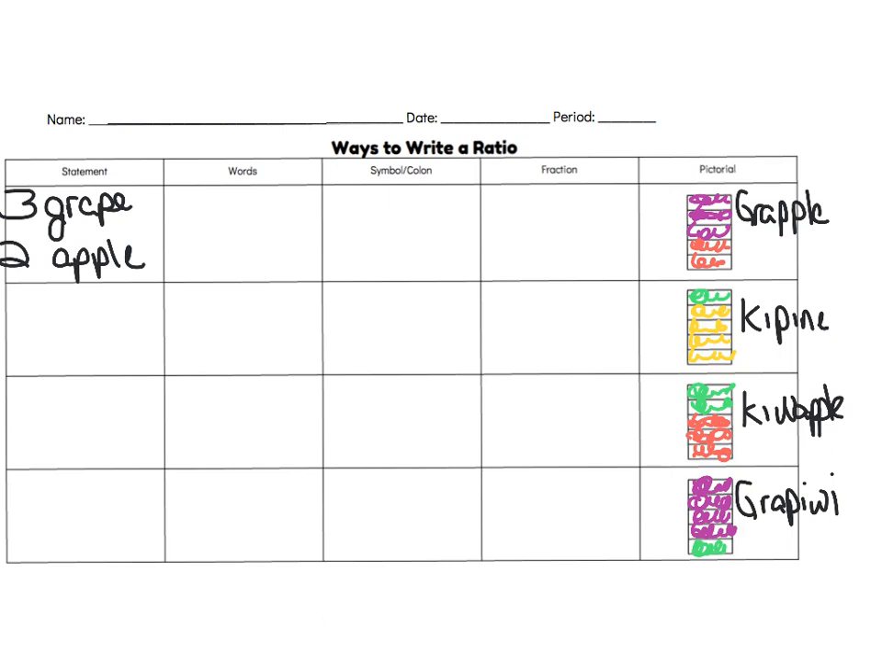Okay, so now I'm going to write it as a ratio. There's 3 ways you could write a ratio. That's in words, with a symbol, and as a fraction. So since I'm comparing 3 grapes to 2 apples, I'm going to write it as 3 to 2. The symbol means that you're using a colon. That's a symbol, so that's going to be 3 to 2. And the fraction is going to be the same way we've been reading it, 3 to 2. So that's what we're going to be doing for each one of them.